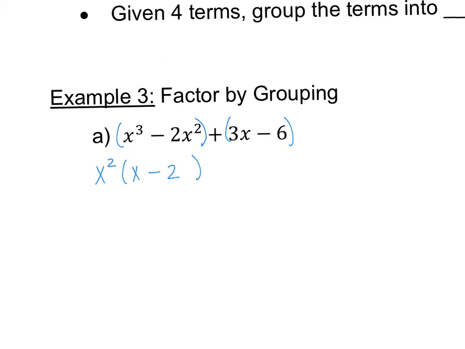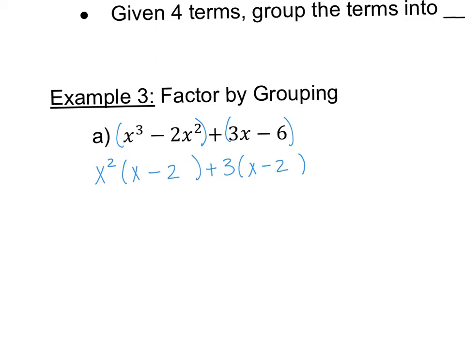They can both be divided by 3. So drop down the plus sign that's between them and take out a 3, or divide out a 3. So when you do, that means you have just an x left inside, and 6 divided by 3 is 2, so you have a minus 2.